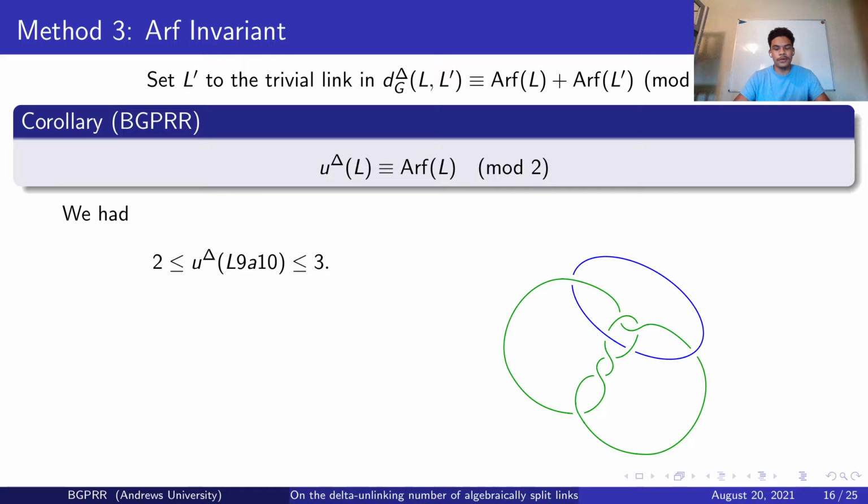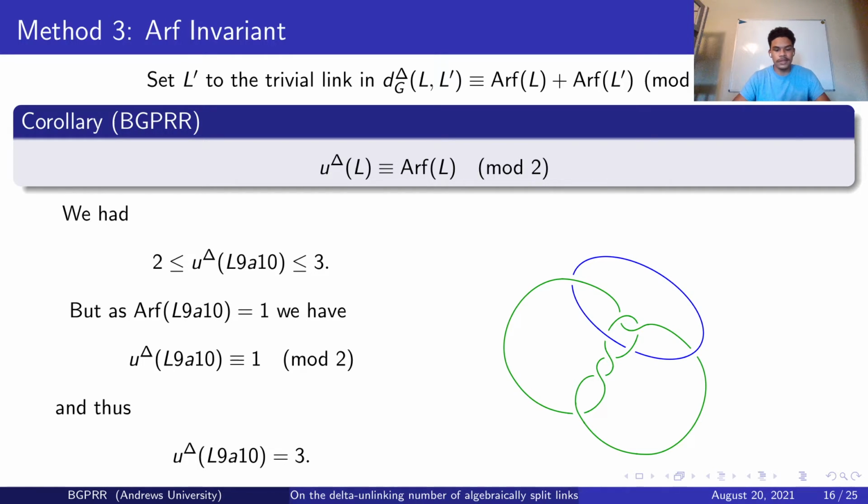Finally, using that with this example of L9A10, we have that the Arf invariant of this link is equal to 1, it is known, and as a result, we get that the delta unlinking number of this link is congruent to 1 mod 2. In other words, the Arf invariant allows us to determine the parity of the delta unlinking number of these links. Thus, we can finally determine that if it's congruent to 1 mod 2, it must be odd, and that means it cannot be 2, and as a result, the delta unlinking number of this link, L9A10, is equal to 3.